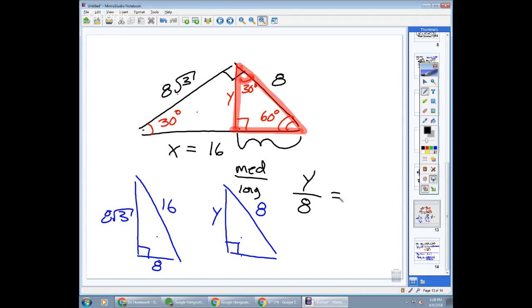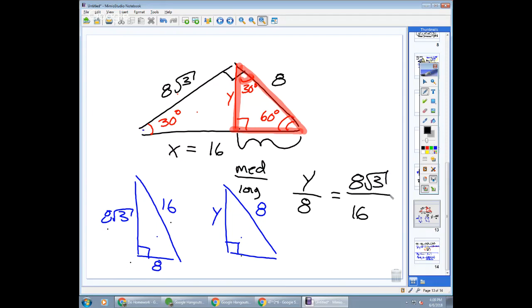So now I have to make a similar fraction from this triangle. So what should my numerator be? What is the 8 related to in the big triangle? To the 16. Oops, down here, 16, sorry. And what is the y related to? 8 square root of 3.